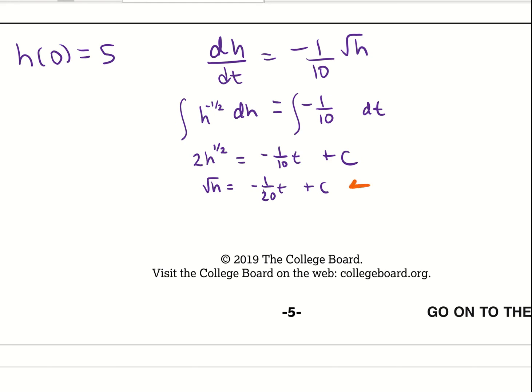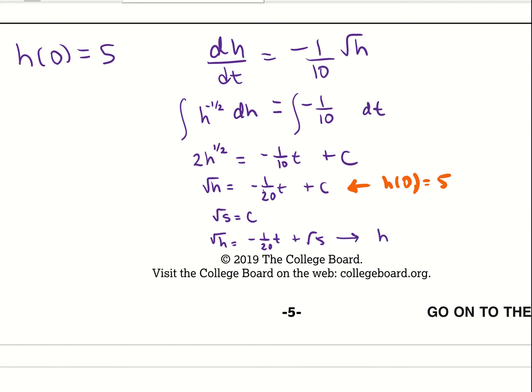So from right here at this step, I'm going to substitute in the fact that when t is 0, h is 5. So this would be the square root of 5. t would 0 out, which is equal to my constant c. Now, since I did it from this step, when I rewrite this, I'm going to make sure that I put that root 5 back in that step and not in a different step. And as a last step, I do need to isolate h.